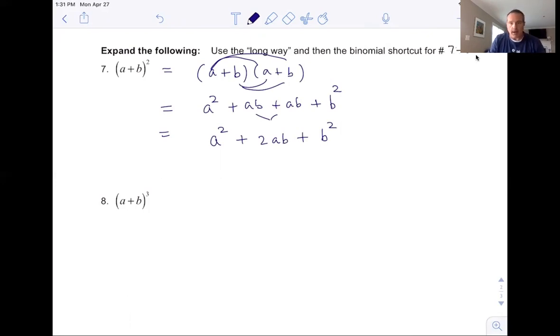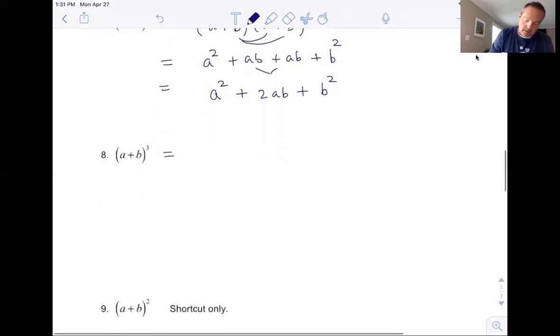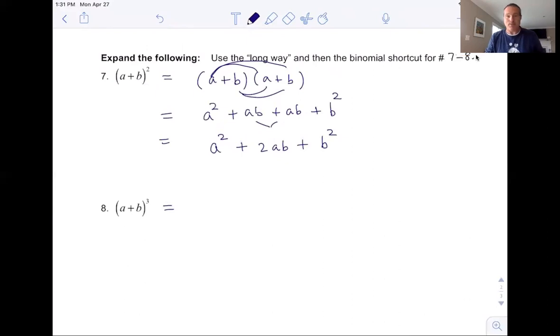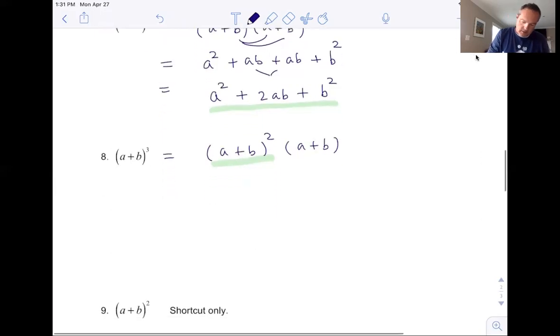But the problem becomes when you raise the power to anything beyond 2, it starts becoming cumbersome. So if we look at number 8, what do we have? We've got to do a plus b times a plus b times another a plus b. Well, I'm going to shorten this up a little bit. That's a plus b squared times another a plus b. And didn't we just do that here, right? So I can actually take my answer to number 7 to start number 8. a plus b squared is just a squared plus 2ab plus b squared.